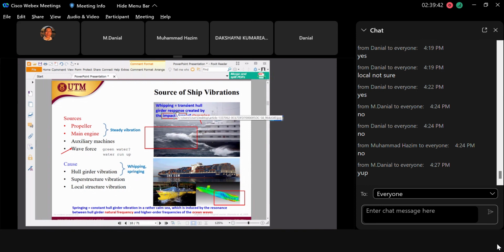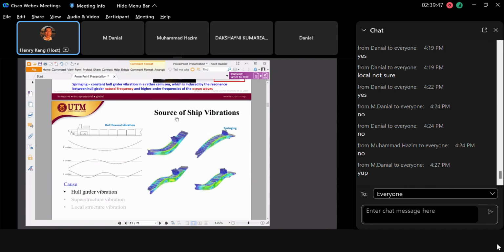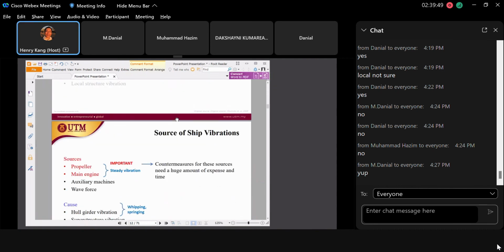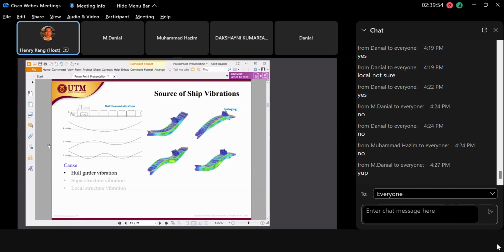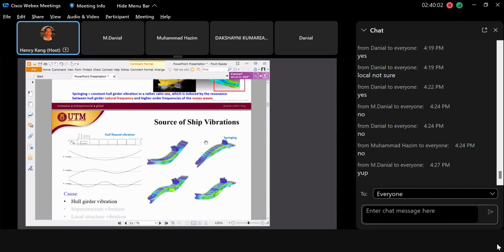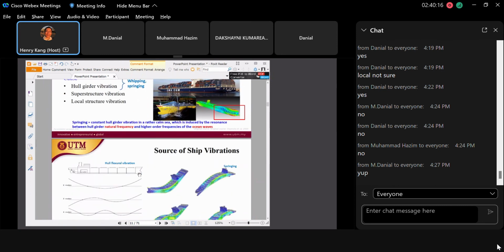So we go to the hull girder vibration, as you can see. That is the so-called springing. That means the slamming will cause the springing and whipping on the hull structure. Slamming is from the external force, but the whipping and springing are from the hull structure, which is the effect of the hull structure.